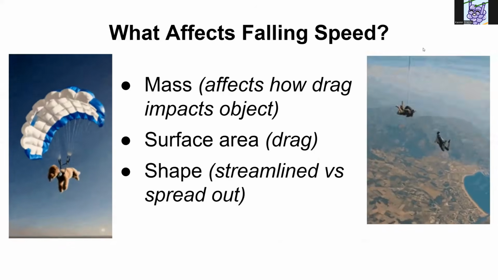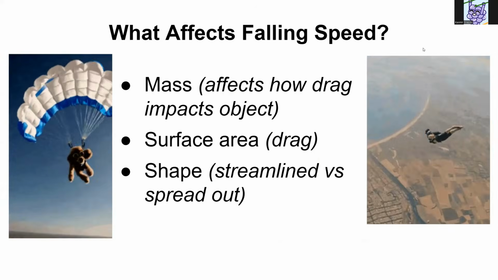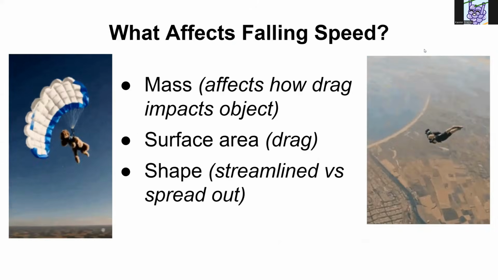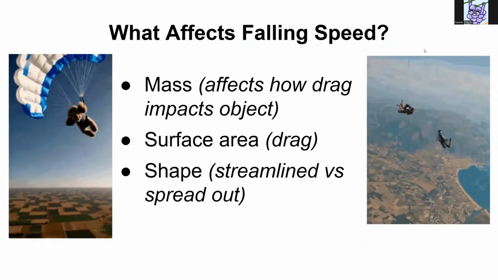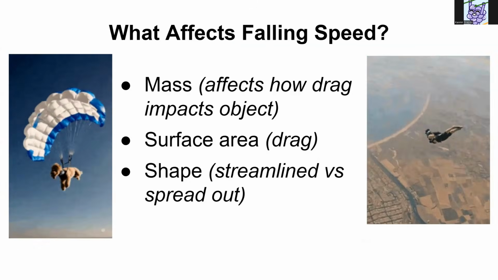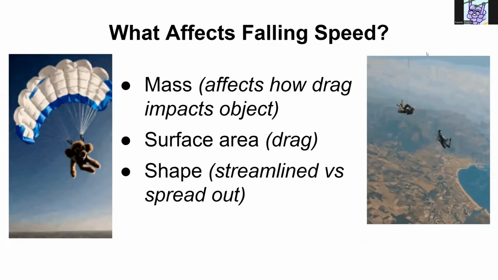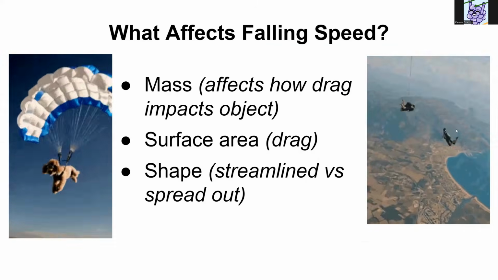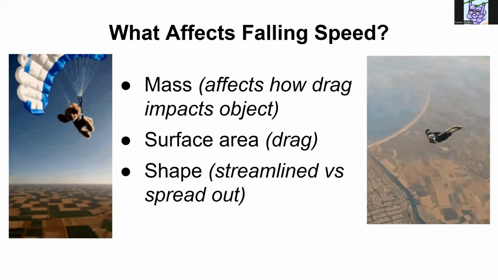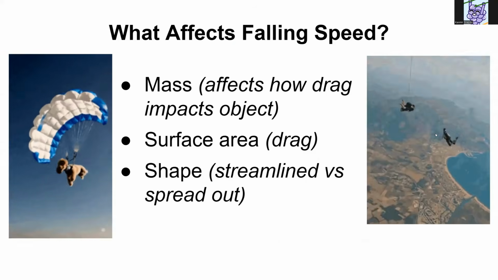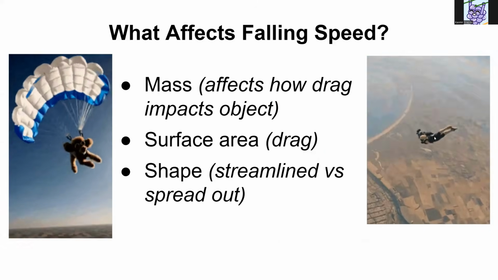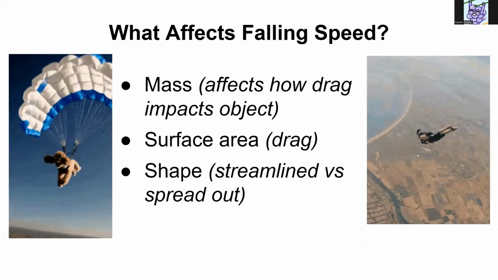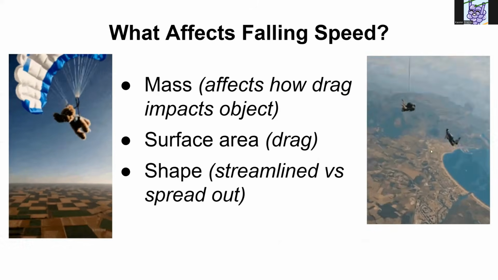So, what affects falling speed? Mass affects how drag impacts the object. The surface area will also affect the falling speed, and the shape will also affect the falling speed. As you see, when the skydiver's body is taking up more space, they're falling slower. As they become more streamlined, they start to speed up.